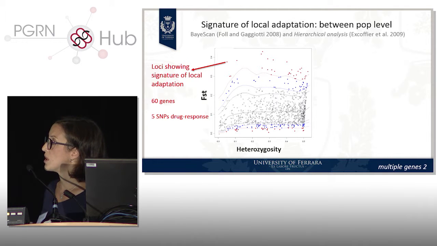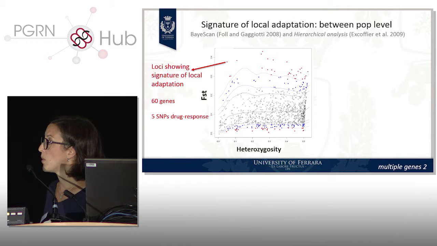Those loci, those SNPs, are those that are showing signature of local adaptation. We found an incredible amount of genes here, 60 out of 117. So this is not really a nice number. I would say we will have to look into these genes because the number is too high, not that these would be false positives, but just that this test might be sensitive also to other factors.